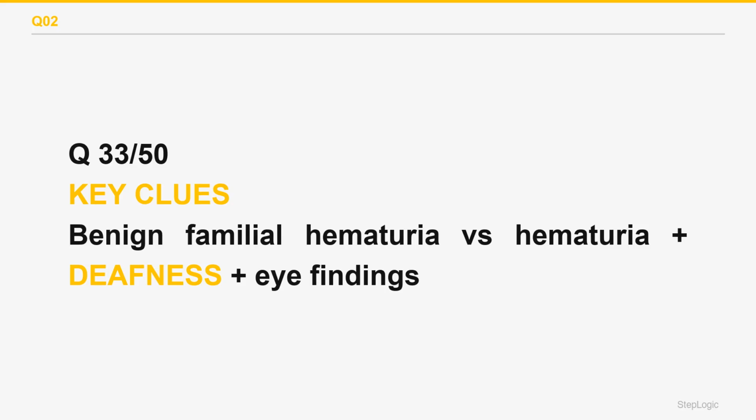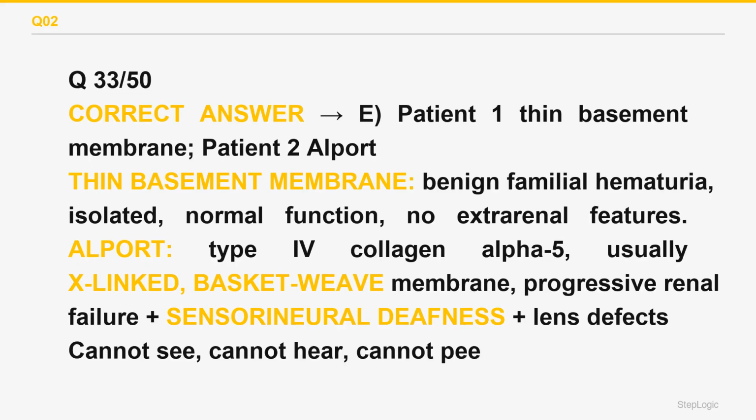Thin basement membrane disease, benign familial hematuria, causes uniformly thin membranes, isolated microscopic hematuria, and a benign course with normal renal function and no external features. Alport syndrome, usually X-linked, involves a more severe defect in the alpha-5 chain, producing basement membrane splitting with a basket weave appearance, progressive renal failure, sensorineural hearing loss, and lens abnormalities such as anterior lenticonus. The external findings assign the diagnosis, and choice D inverts them. The correct answer is E.